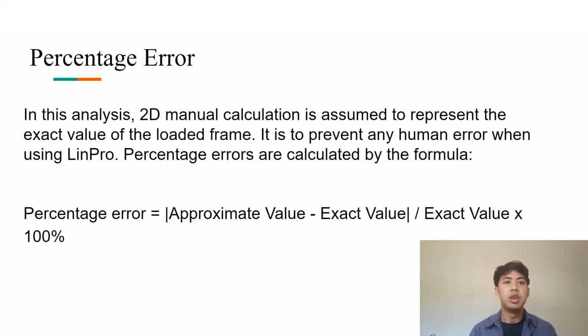For the percentage area calculation, the 2D manual calculation is assumed to represent the exact value of the loaded frame. This is to prevent any human error when using LIMPRO as the representation of the exact value. Percentage error is calculated by the formula below: percentage error equals approximate value minus exact value, over exact value, times 100%.